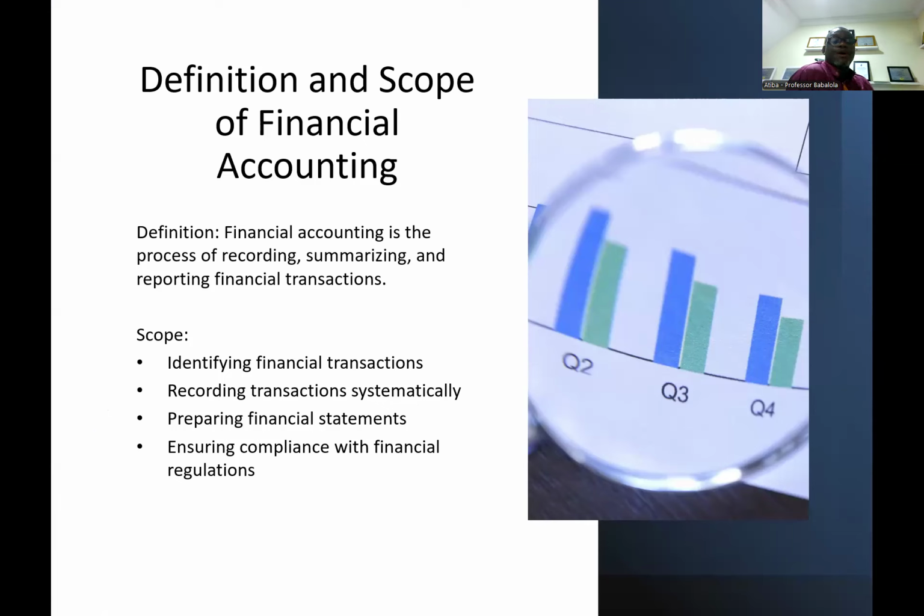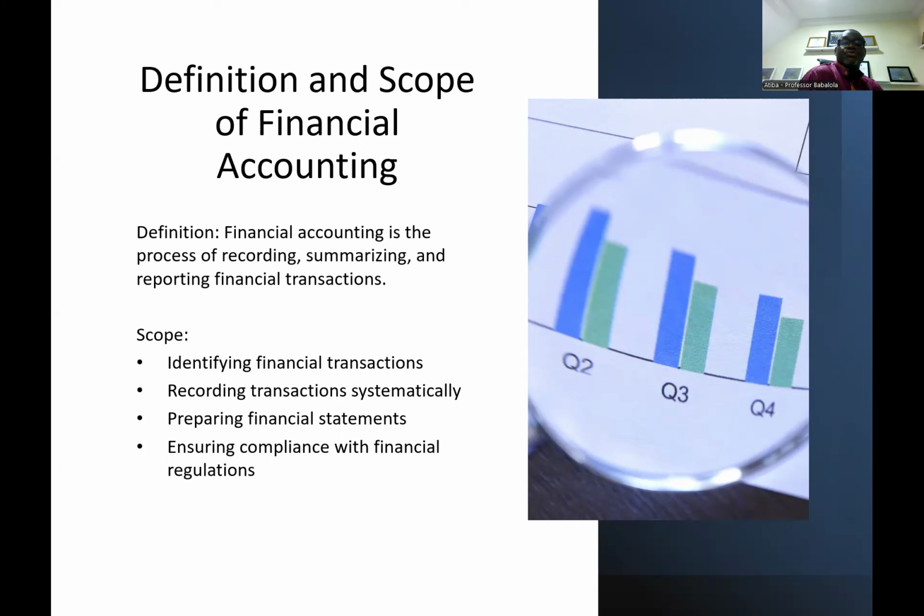Here we define financial accounting as a process of recording, summarizing, and reporting financial transactions. It entails everything that has to do with recording, either in the books or inside the computer, wherever we keep our accounting books, the summarizing of them in terms of report analysis, and also reporting of them. That means it entails starting from our cash book to our ledger to our trial balance up to the balance sheet. Our knowledge in this subject will also involve identifying financial transactions.